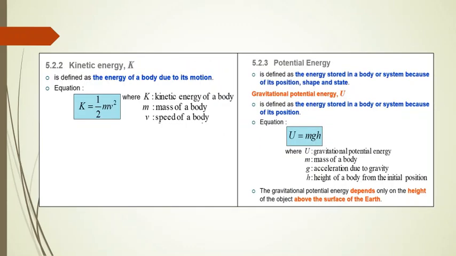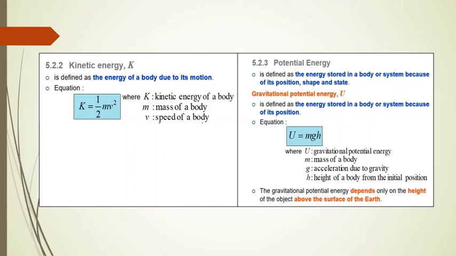Next concept will be kinetic energy, K. Kinetic energy is defined as the energy of a body due to its motion. Therefore, the equation is K equals half mv squared. Whereas potential energy is defined as the energy stored in the body or system because of its position, shape, and state.